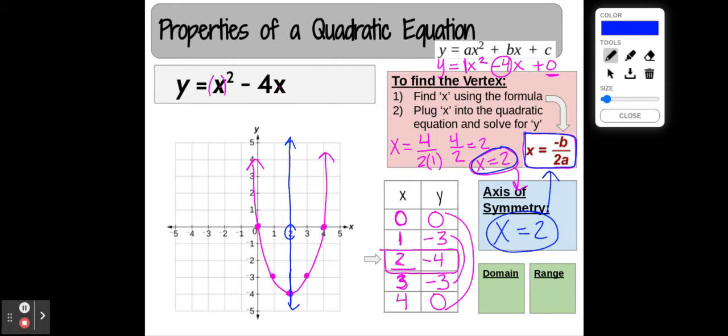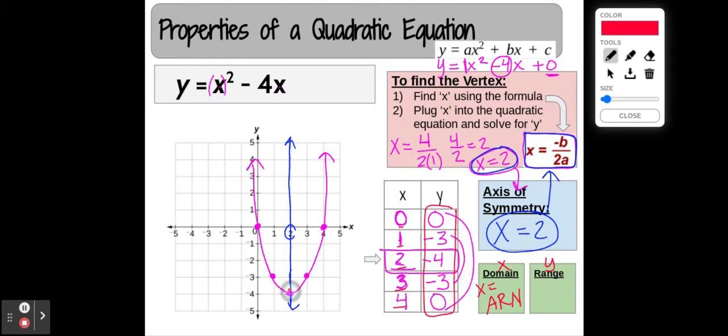Now we need domain and range. Domain, remember, that's our x values, range is our y values. And remember for domain, we could use all real numbers. Any number we want, we could plug right in here for x. It does not matter. But range is representing the y values.